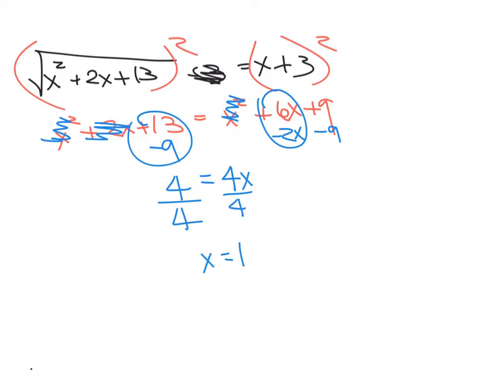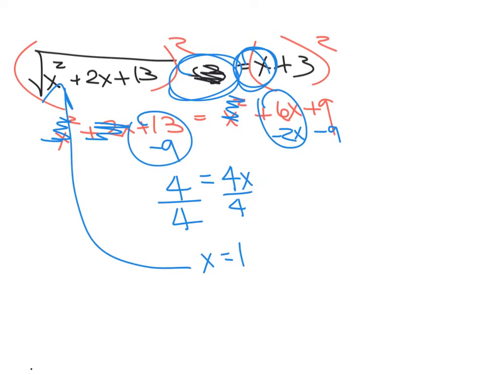And if you plug this back in here, you get 1 plus 2 is 3, plus 13 is 16. Square root of 16 is 4, and 4 minus the 3 that we had here is 1, and that equals the 1 that was on the right hand side. Right here it was just a 1 originally, so that works.